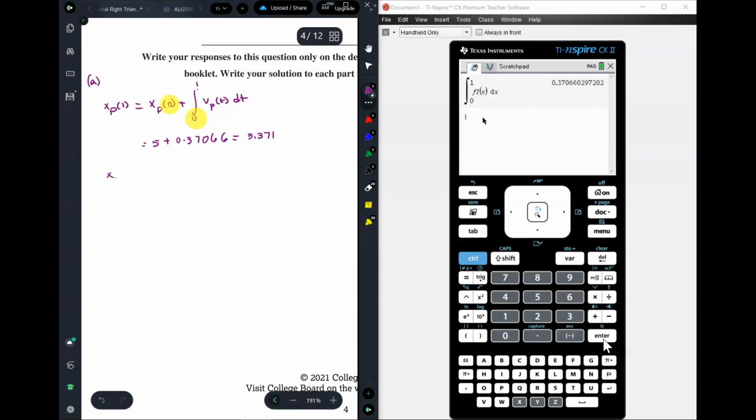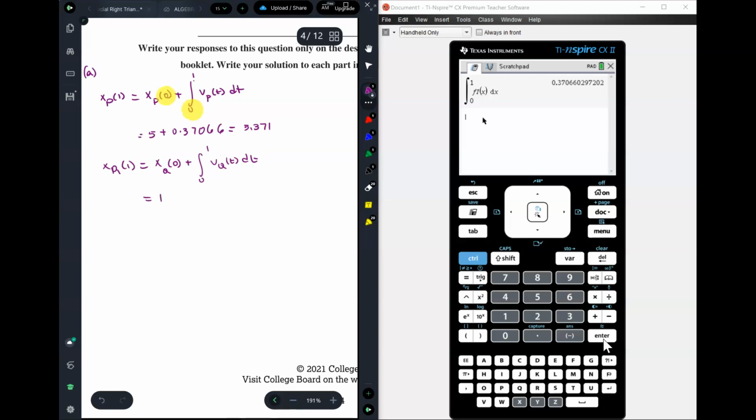Now we're going to do it again for Q. That's the initial position of Q, plus the integral from 0 to 1 of VQ of t dt. And when you do have two different functions, they're really going to look for consistency of you labeling them properly. Okay? So what do we get here?